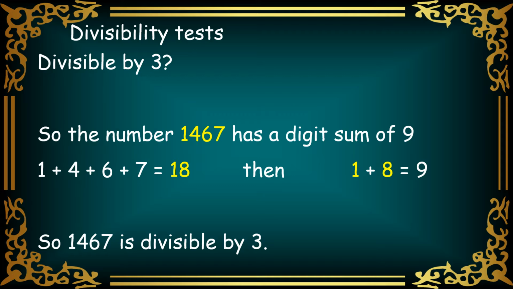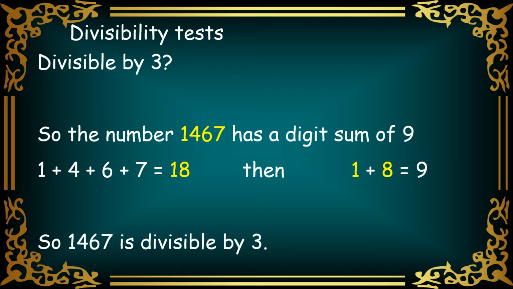so the example I've taken is 1467. It has a digit sum of 9. Now I'll show you how. What is a digit sum? 1, 4, 6, 7. This is a 4-digit number, right? If I have this number, we will add each digit. 1 plus 4 plus 6 plus 7. It is giving me 18.